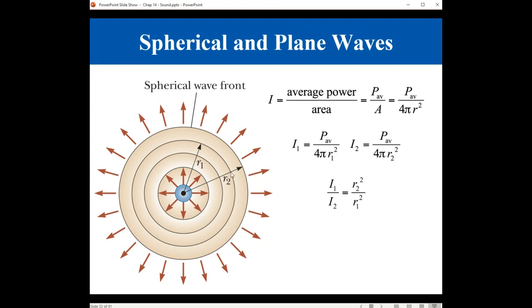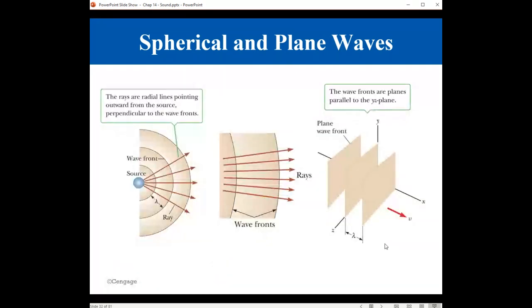If you consider another surface with another radius like R2 here, then the intensity at the surface defined by the radius R2, I2, is P average again divided by 4 pi R2 squared. Since the power is the same but the area is changing, you can simplify, divide I1 by I2. This is the same ratio as R2 divided by R1, both squared. So this gives us an idea how the intensity changes as we move away from the source of sound.